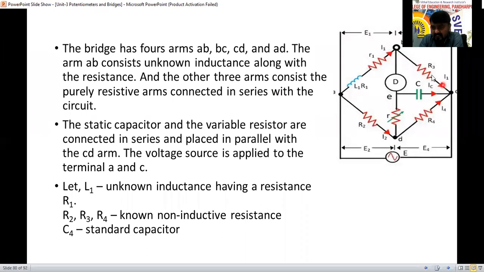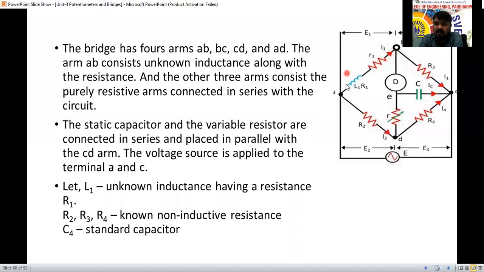BC is pure resistance. Is there any inductors or capacitance here? Is there any inductance or capacitance connected here at the branch BC? No, sir. Next, C to D. Is there any inductance here or capacitance? No, sir. And A to D or D to A. Here also only pure resistance is there.